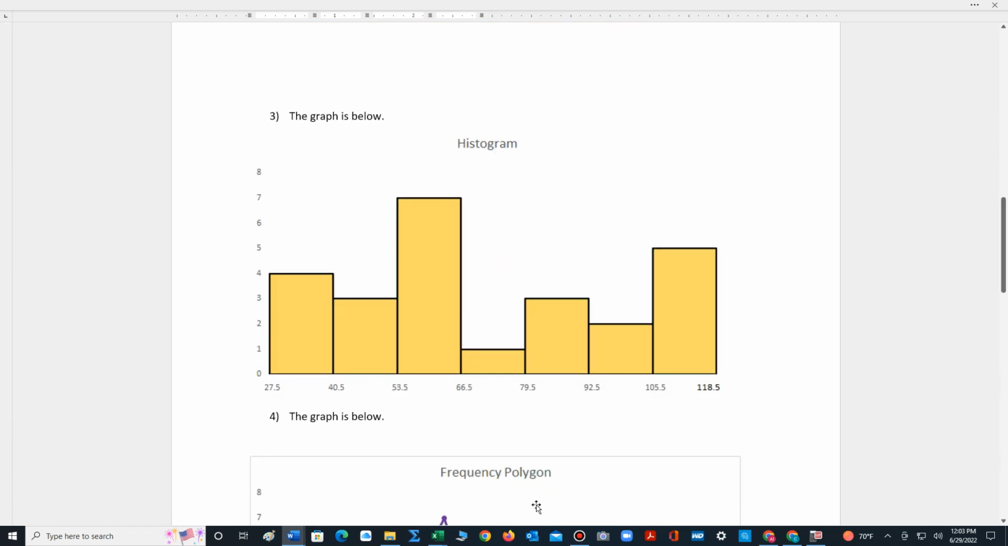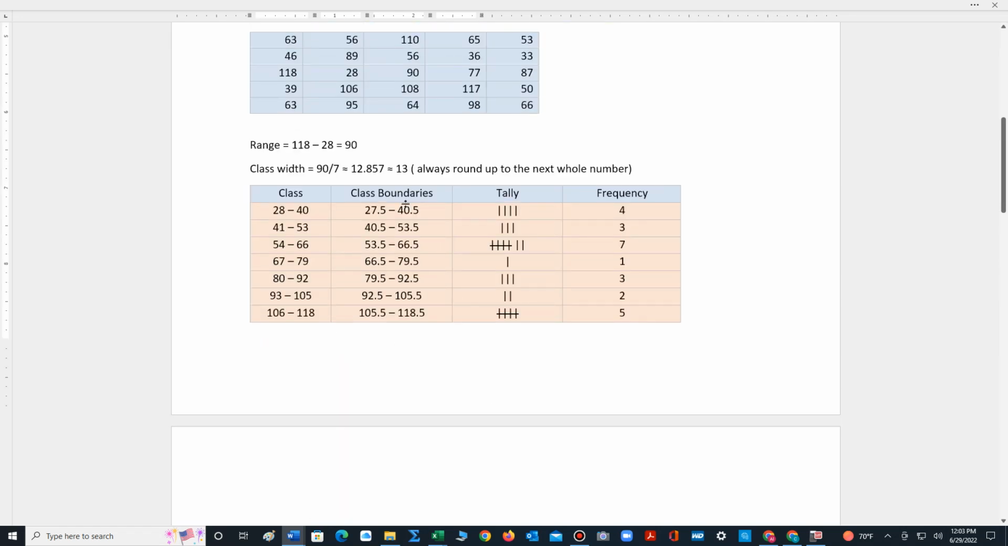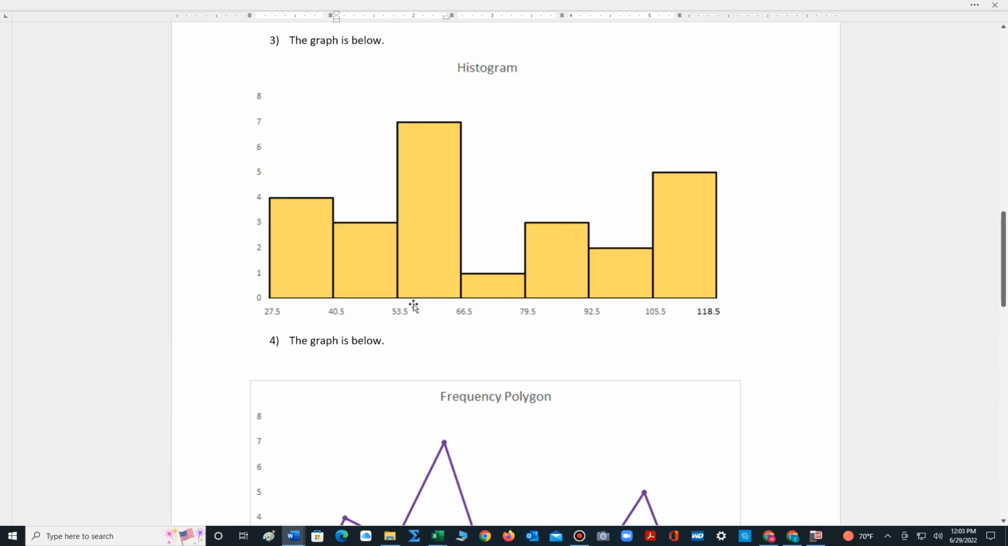Next, we have to construct the graph of the histogram. So we draw the x and y axes. On the x-axis, we place the class boundary limits. If you notice, some of the class boundary limits repeat. So what I typically do is I take all the lower class boundary limits plus the highest class boundary limit, and I place them all on the x-axis.